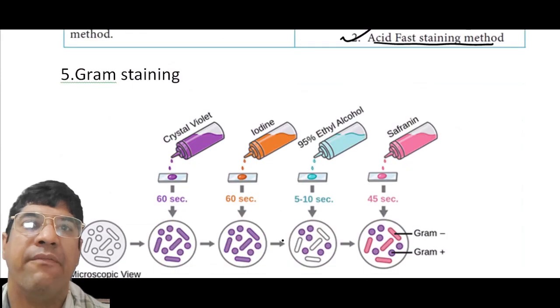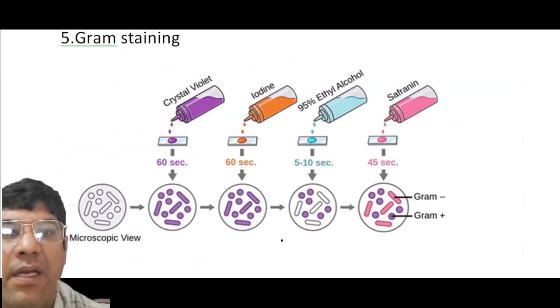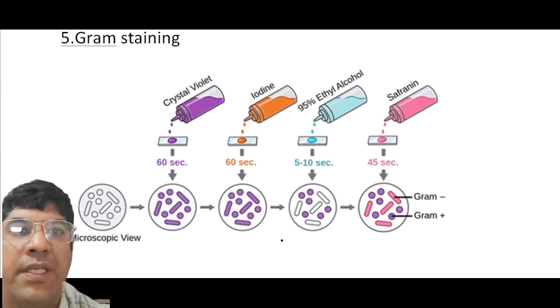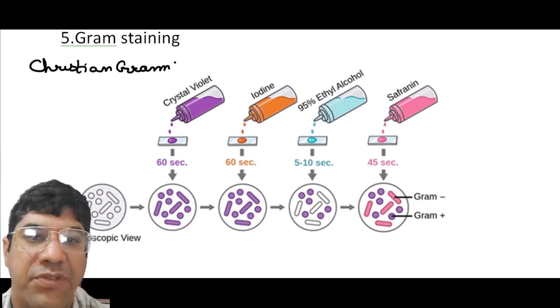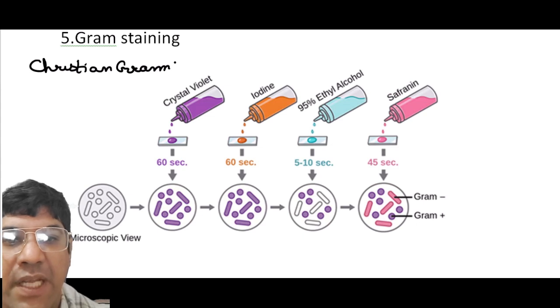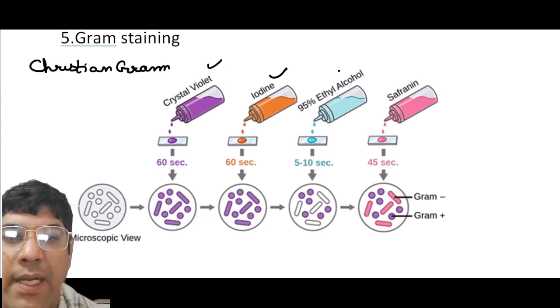Now what is gram staining? Very important from your entrance exam point of view. Gram staining imparts different colors to different bacteria. Gram staining was developed by Christian Gram and is used to classify bacteria into broad groups, gram positive and gram negative. The procedure involves primary staining with the dye, application of iodine, decolorizing with an organic solvent, and counter staining with a dye of a contrast color.